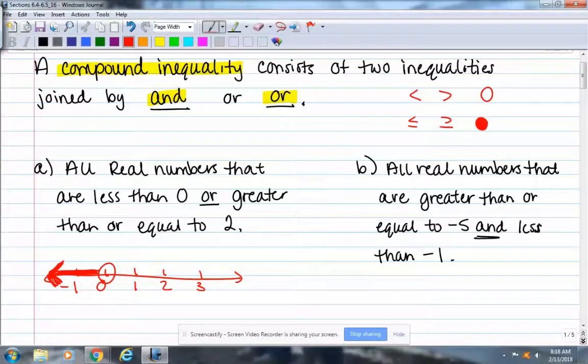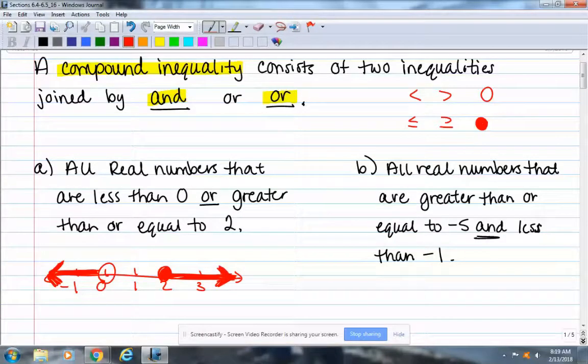And then it says or greater than or equal to 2. So do you think 2 is going to get an open circle or a closed circle? Closed, because it says or equal to, so 2 is included. And which way do I shade my number line to show numbers that are greater than 2? To the right. Now, what do you notice about how they're shaded? What do you notice about them? Which way are the arrows going?